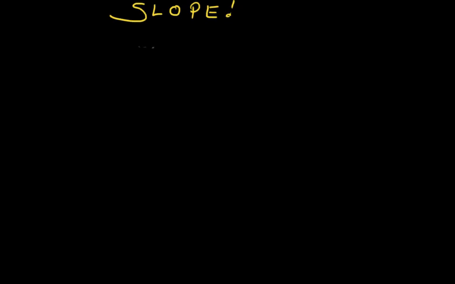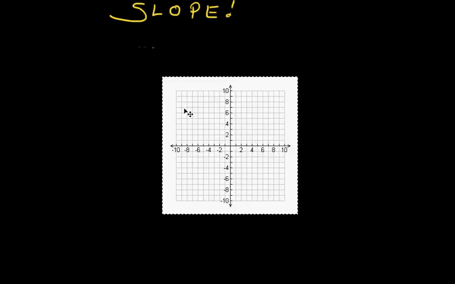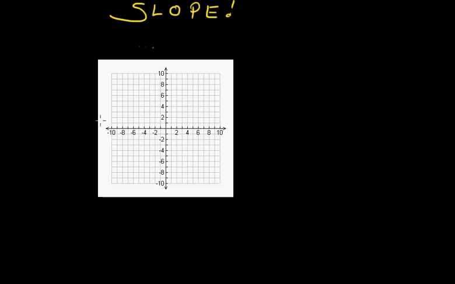So abracadabra, graph. So we got a graph here, and we want to find the slope of, let's say, you know what, I'm just literally drawing two random points. I'm drawing from right here to, let's say, right here. And I want to know the slope of that line.